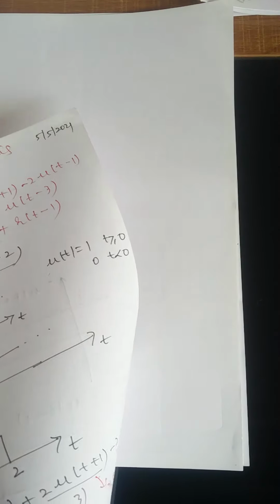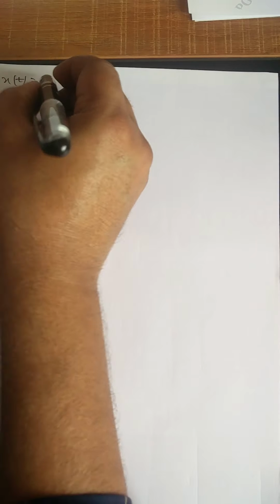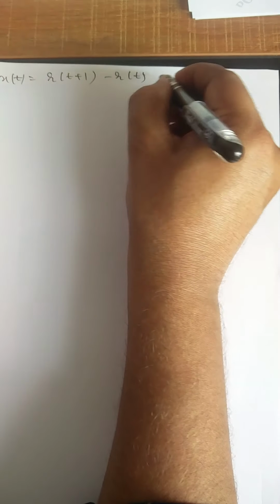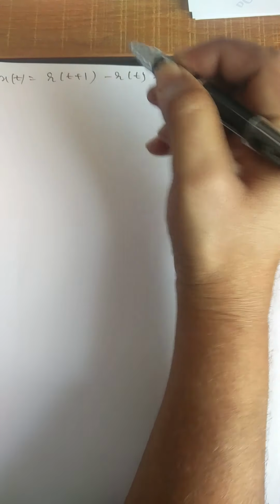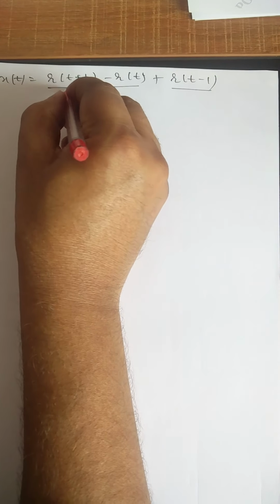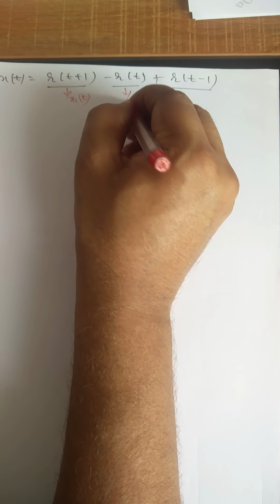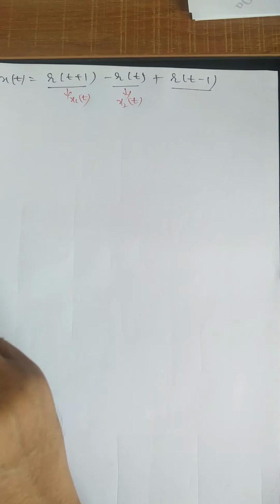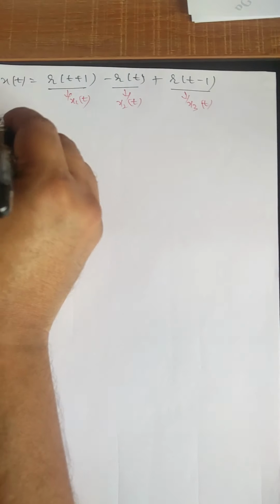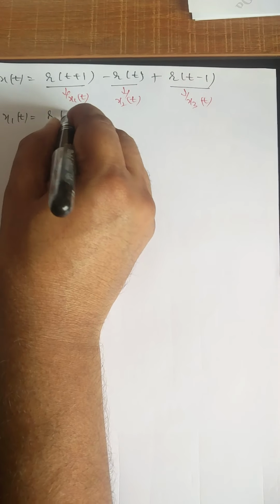Next, we have the third problem. The third problem is x of t, related to the ramp function. x of t is equal to r of t plus 1 minus r of t plus r of t minus 1. Again, you take this as x1 of t, this is x2 of t, this is x3 of t. What is x1 of t? x1 of t is equal to, I have taken this as r of t plus 1.